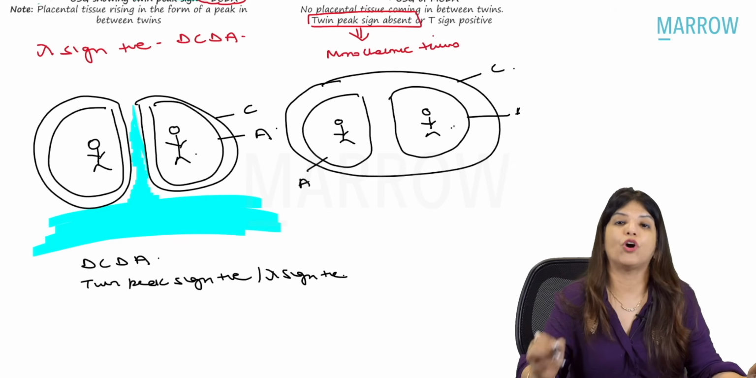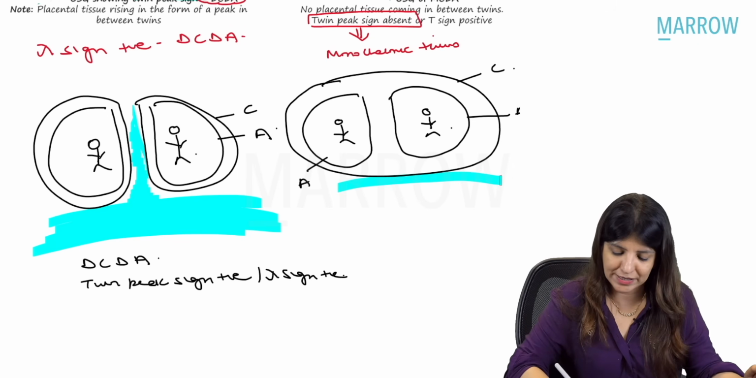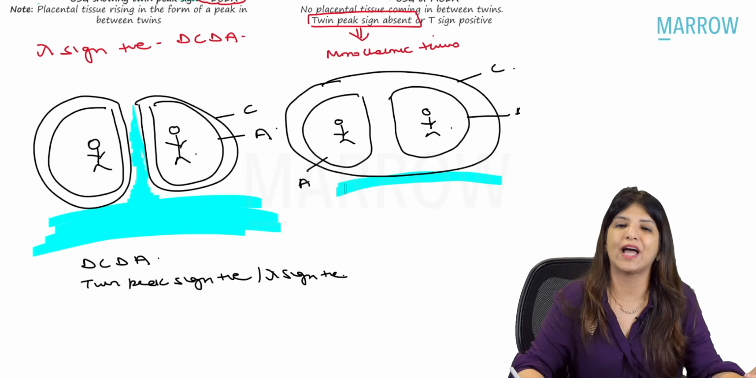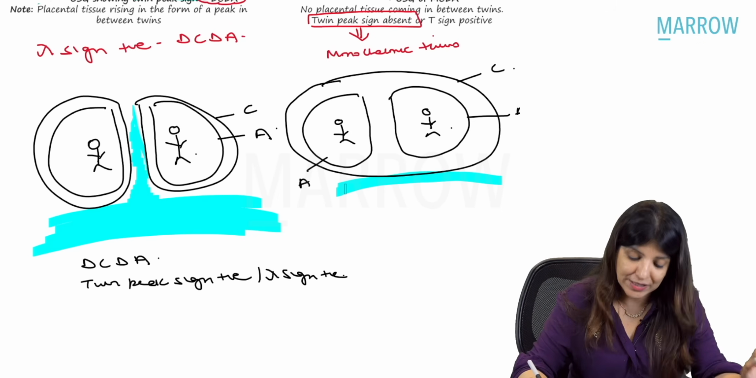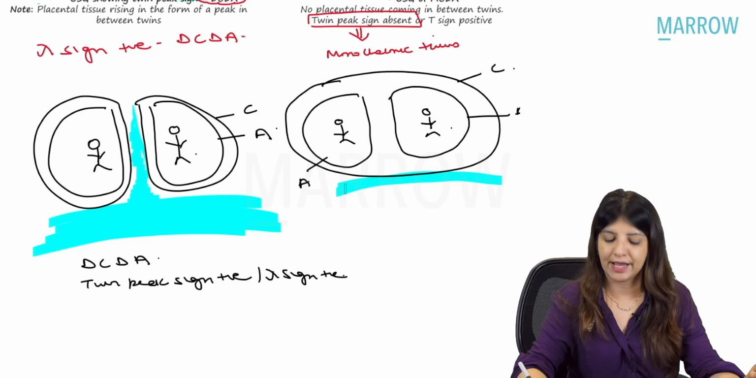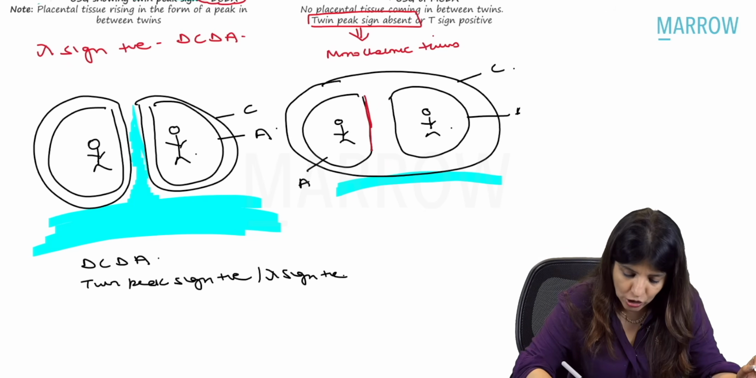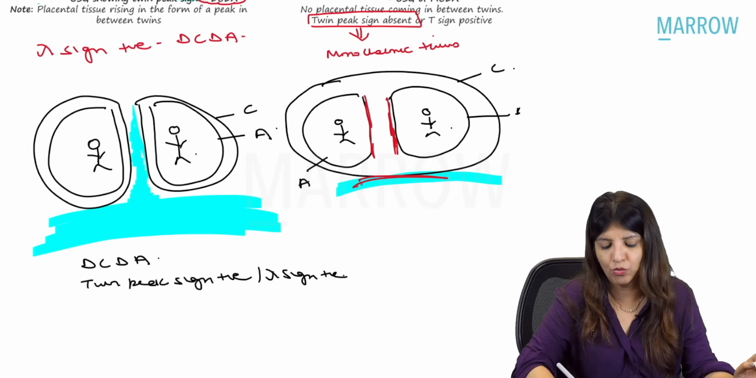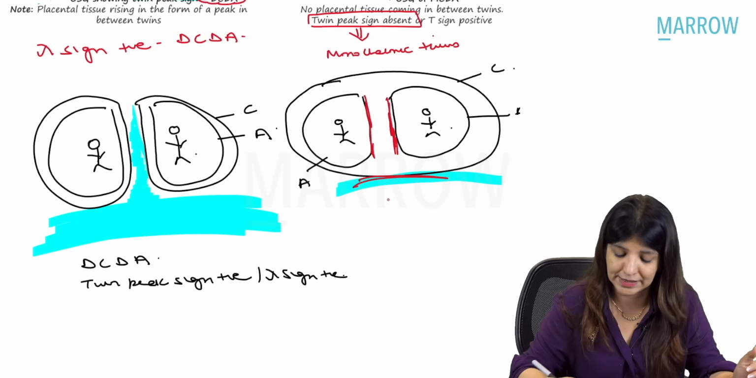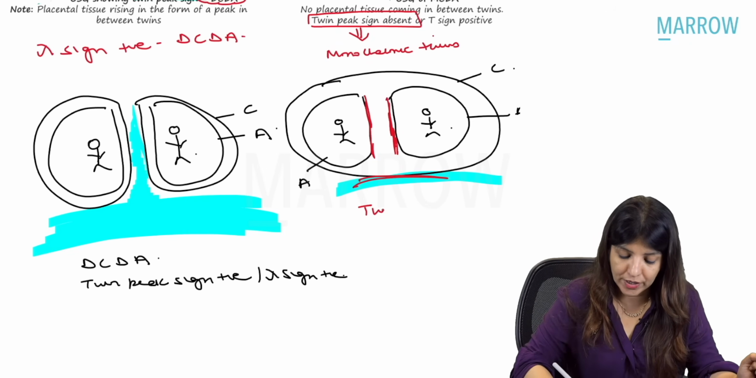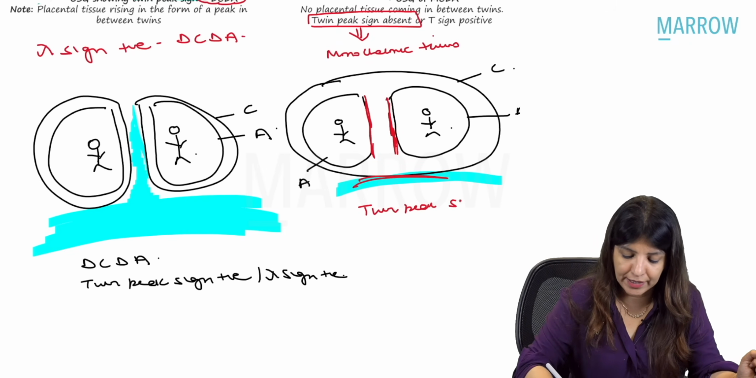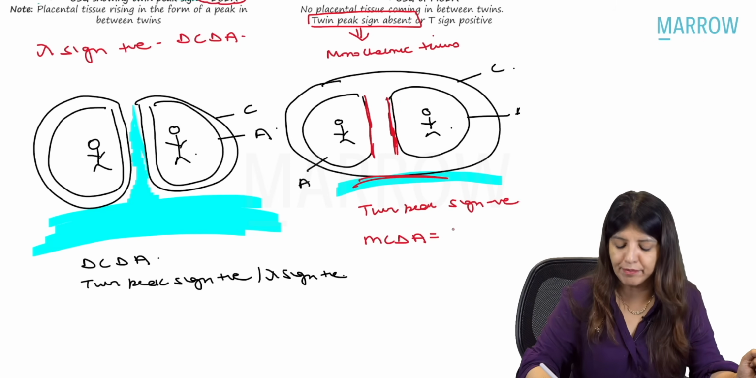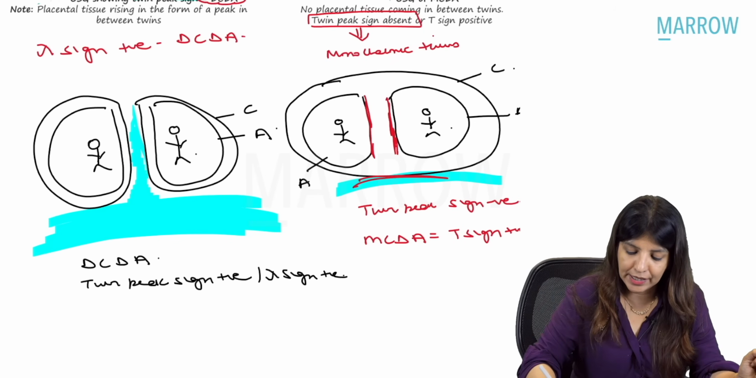This is a monochorionic diamniotic twin. This over here is placental tissue. Now, placental tissue is not coming in between the twins. This is what is called as twin peak sign absent. But in case of monochorionic diamniotic twins, this amnion appears as if it is forming an inverted T sign with the placenta. So, in monochorionic twins, twin peak sign is absent. But in case of monochorionic diamniotic twins, T sign is positive.